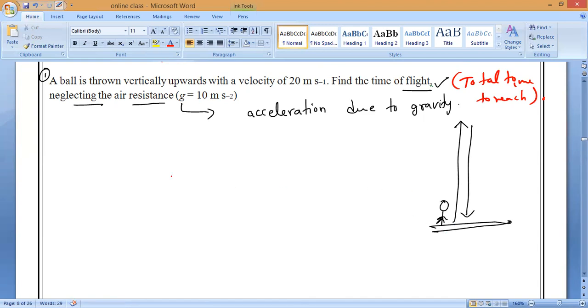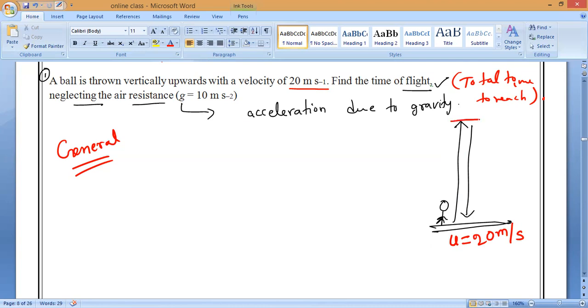Now, the ball is thrown upwards. Let us solve by the general method. Later we'll go with our formula. So now, general method, read the question. A ball is thrown vertically upwards with a velocity of 20 meter per second. So what is the initial velocity, Tanishkar? The ball is thrown upwards, initial velocity is 20 meter per second.